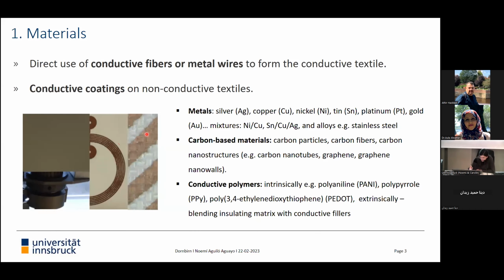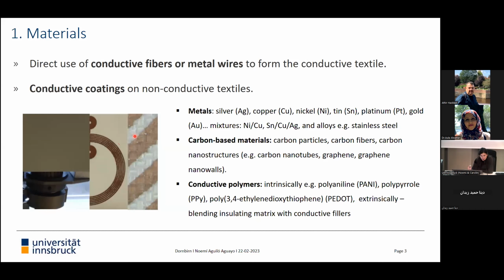This is the copper coating on non-conductive textiles, in this case, polyamide. So we can find three different types of materials. Metals: we can find yarns, metal wires, copper wires. We can also find yarns that are, for example, polyamide, coated with a metallic coating. Or we can also find wires that have a combination of different metals, for example, nickel or copper.